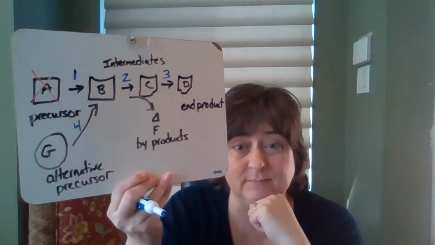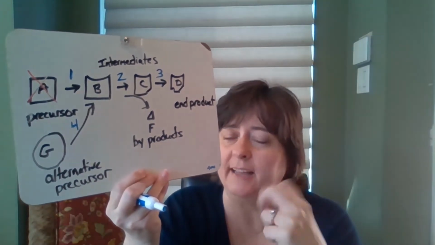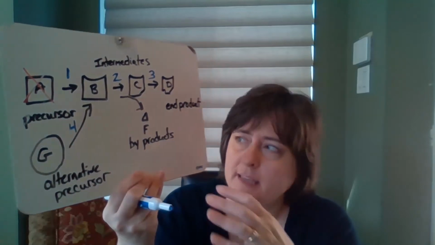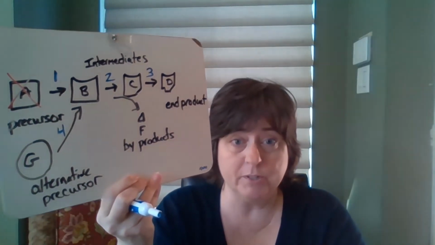What's going to happen? You could die, right? This bacteria cell could die, and we don't want to die. So we need an alternative. If we had something different that could get the job done, then we're saved.